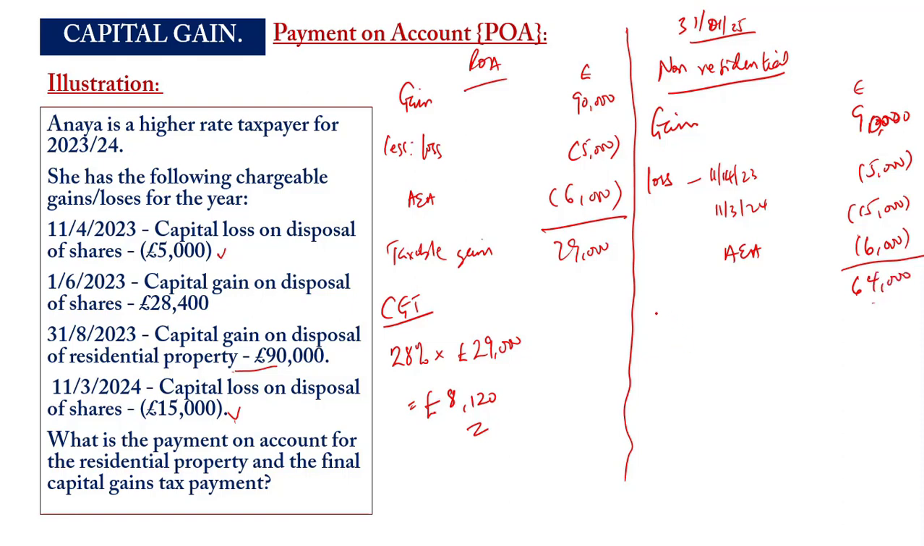And Anea is told to be a higher rate taxpayer. So the capital gains tax for the non-residential will be £64,000 at 28%, giving us 17,920. Hey, Yusuf, are you sure? Here is 79,000. Oh, sorry, it's not 29,000, this is 79,000. So what's 28% of 79,000?